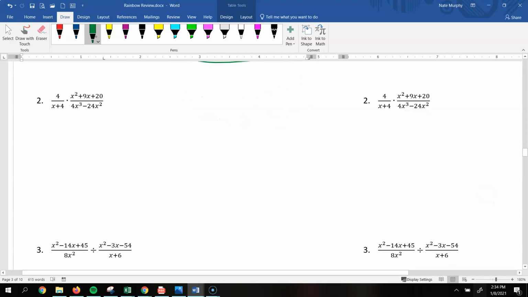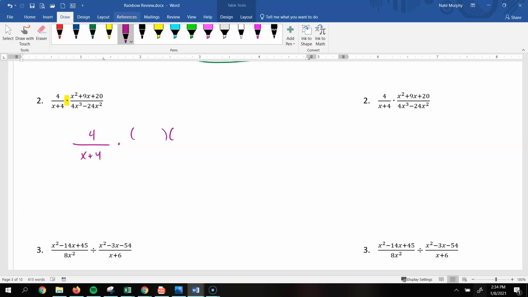All right, let's look at number 2. For number 2, same deal. We want to first make sure that all we're doing is multiplying here, so we don't have to do any extra steps. For the first fraction, there's nothing I need to simplify, so we're going to have 4 over x plus 4. But for the second fraction, both the numerator and denominator, we can factor those down.